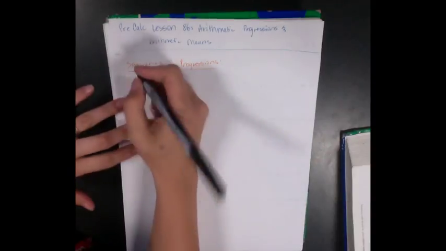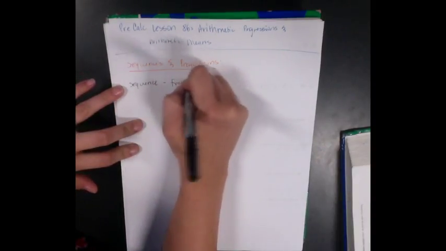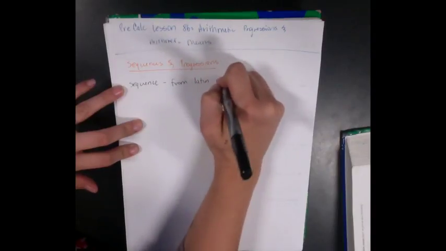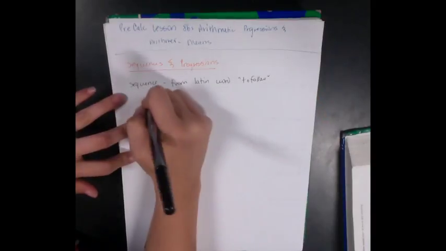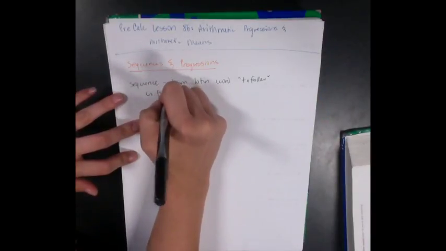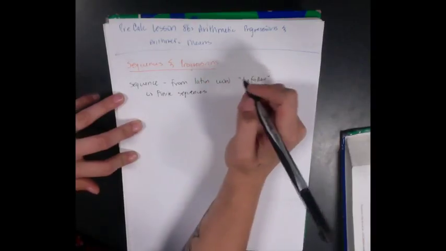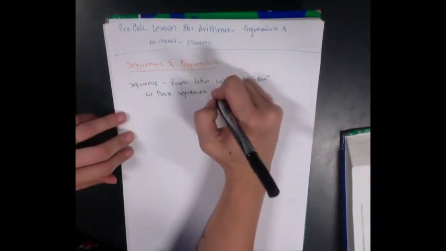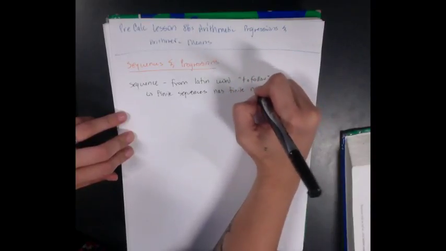So a sequence is from the Latin word to follow, and we have finite sequences, which are sequences that have a finite number of members.